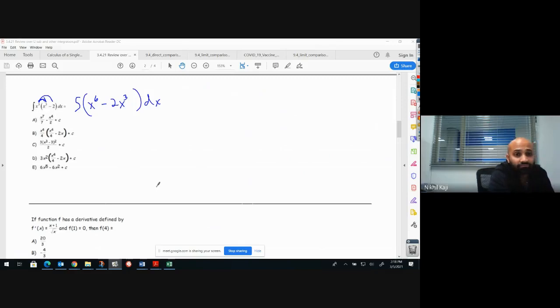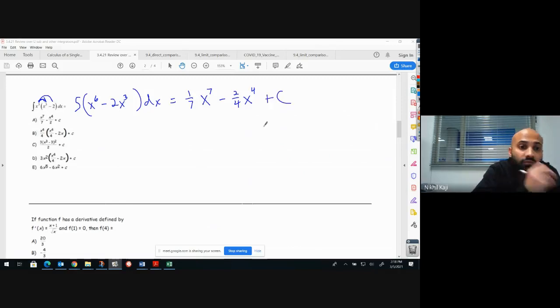So now it's basic. This is going back to a basic antiderivative problem. All we have to do is add 1 and divide. x to the 7th divided by 7 minus x to the 4th divided by 4. So that's just 2/4 plus c.